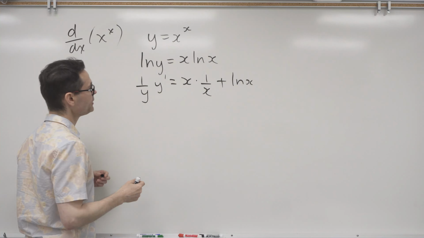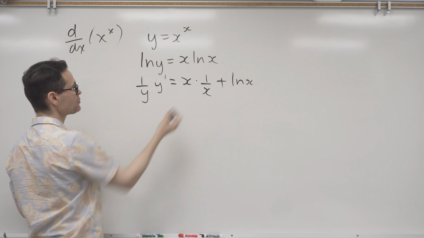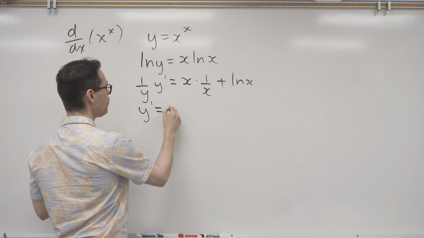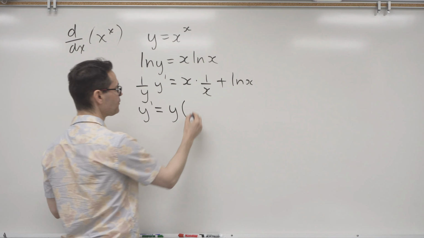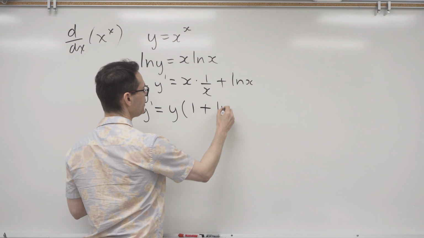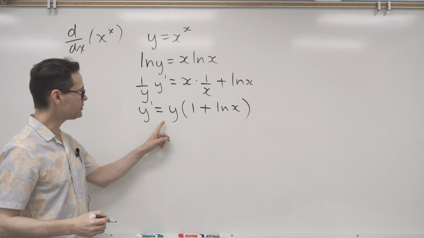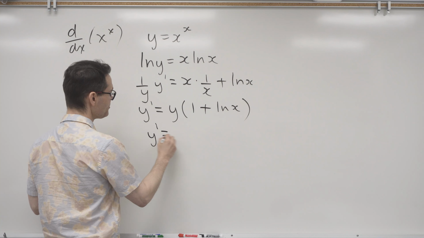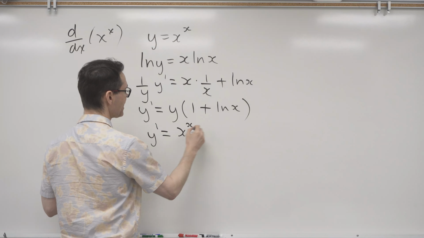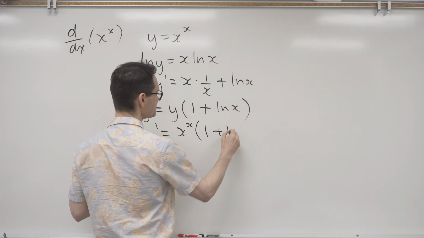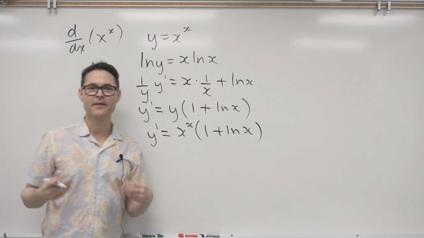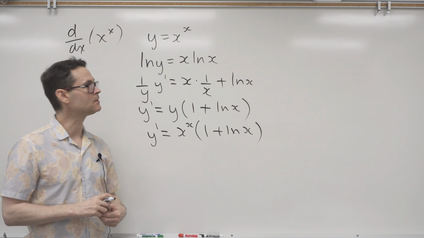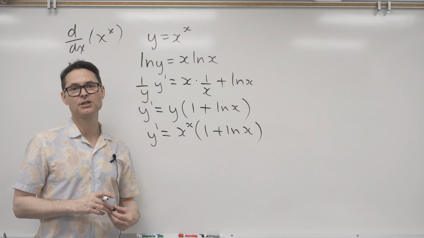All right, well, this looks pretty good because now for y prime, I could just multiply through by y. So that's going to give me y prime is equal to y times, well, x times 1 over x is 1, plus the ln of x. And then what I could do is replace the y, which is x to the x. So the derivative y prime is going to be x to the x all multiplied by 1 plus ln x. And that's a really common way to do it, is to basically take the log of both sides and then take the derivative using implicit differentiation.